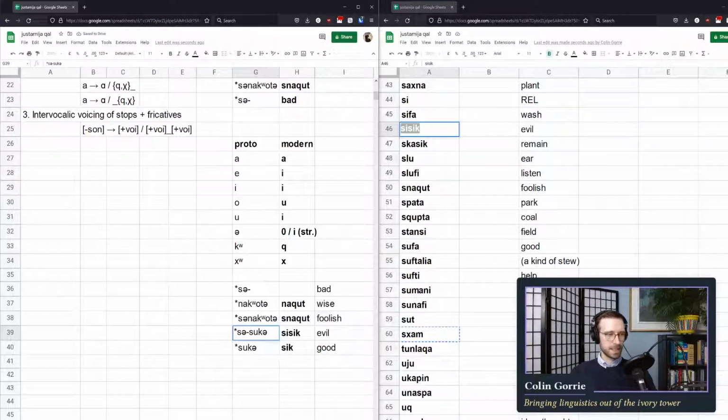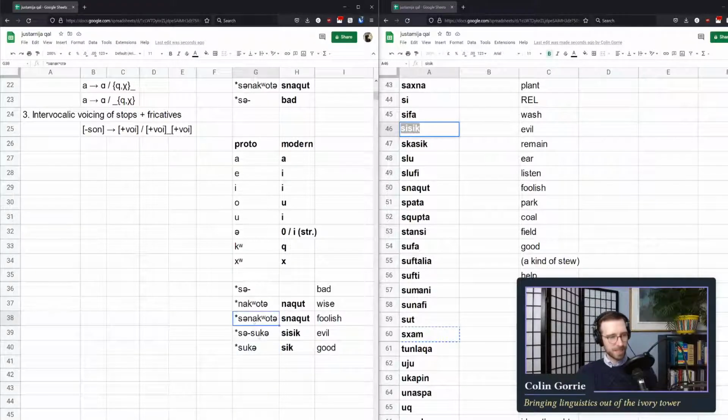And because this is stressed, we're just gonna declare that for some reason this is stressed in the prefix here, but not here. We'll figure out why soon. So that's why it becomes e in this language, in this word. Sorry, sasuka, sisik, sinaquota, snakut, or sonaquota maybe.